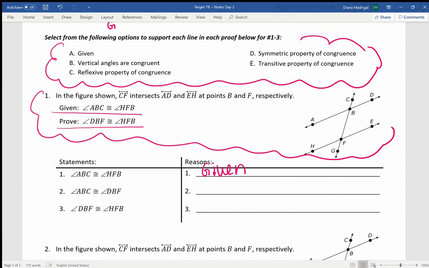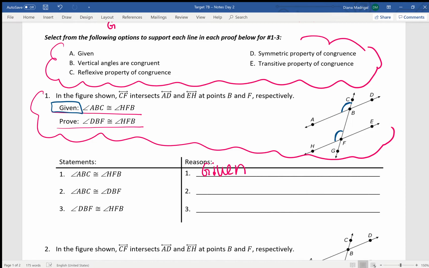Oh, and also, I told you that every time you read the statements, draw on the picture they gave you, right? Because that's the whole point of giving the picture, so you could draw on it. So angle ABC, we're talking about this angle right here, is congruent to HFB. So HFB is right here. And obviously they're corresponding angles, so I know they're going to be congruent. But then again, they gave it to you, you remember? Given. That's why that's my first reason.